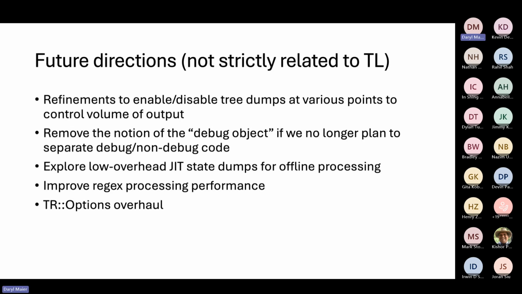I've also got explore low overhead JIT state dumps for offline processing. What that means is that the JIT shouldn't necessarily be in the business of producing a formatted trace file. It takes a lot of computational effort, as you see, to output some of the information. It might be better if we just, in some cases, raw dumped a bunch of stuff out and then processed it offline after the application is done, so that you don't interfere with the JIT operation. You just get the information out as fast as possible.